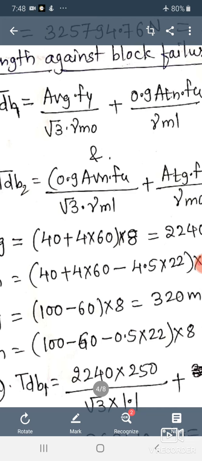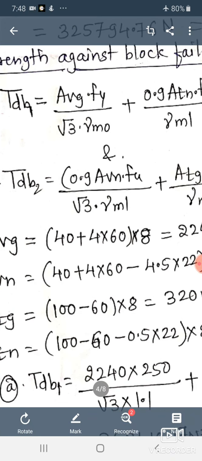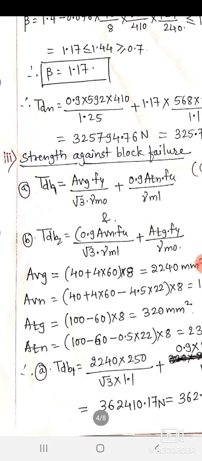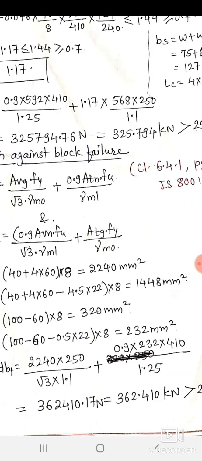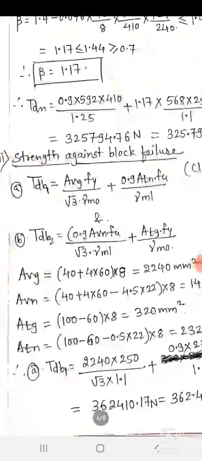AVN is nothing but, you need to deduct the number of bolts, that is 40 plus 4 into 60 minus till the half of the last bolt we are considering. So total 5 bolts are there, but the shear length will be till the center of the last bolt. So total it is 4.5. So 40 plus 4 into 60 minus 4.5 into 22 into 8, that is 1448 mm square.